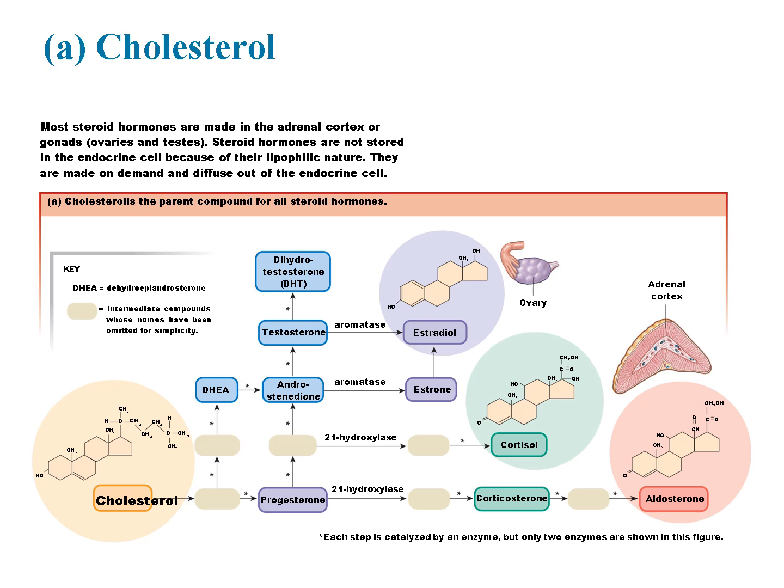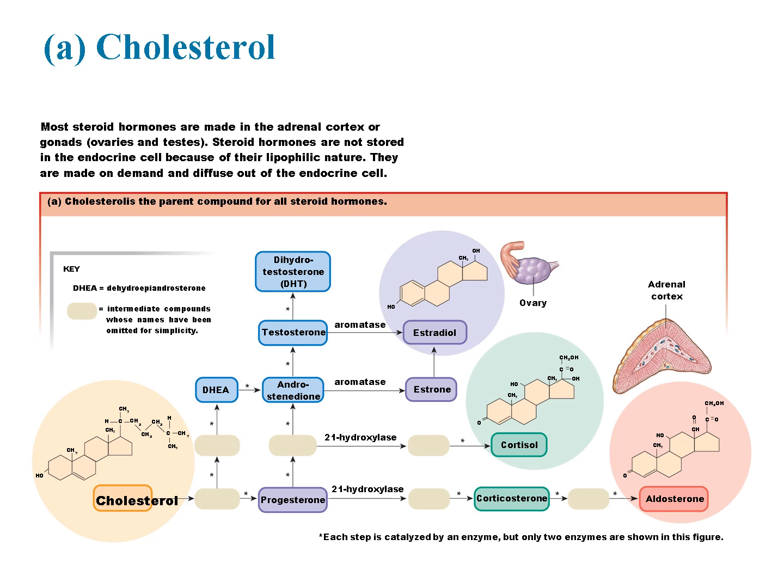Cholesterol serves as the parent compound for all steroid hormones. These hormones are primarily produced in the adrenal cortex and gonads, which include the ovaries and testes. Due to their lipophilic nature, steroid hormones are not stored within endocrine cells. Instead, they are synthesized on demand and diffuse out of the cell immediately after production. The synthesis pathway begins with cholesterol being converted into various intermediate compounds, eventually leading to the formation of different steroid hormones.